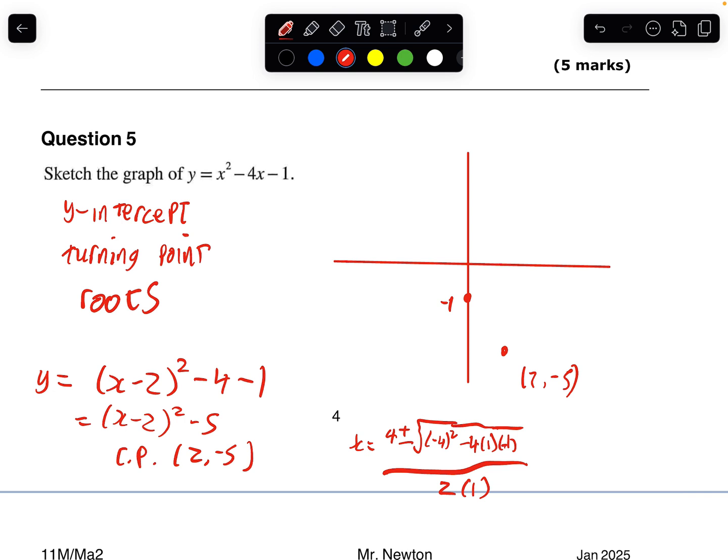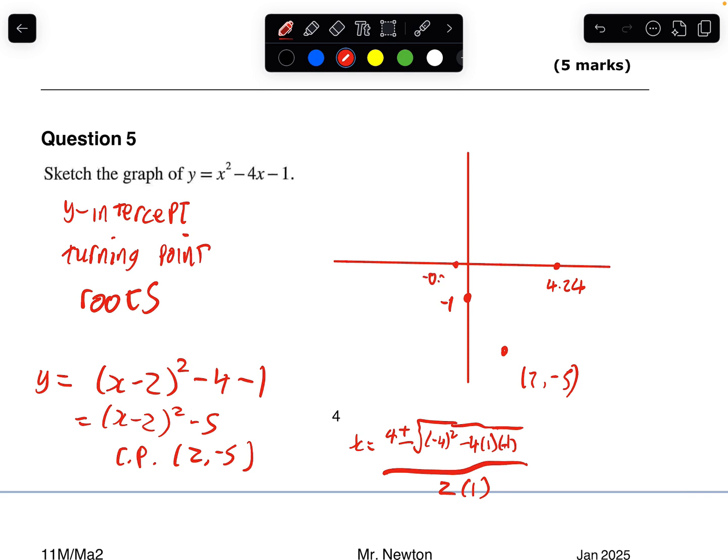Let's just type that in my calculator. 4 plus the square root of 16, plus 4, all over 2. I get one root at 2 plus the square root of 5, which is 4.23, or 4.24 to 1 decimal place. And I get my second root at 2 minus root 5.